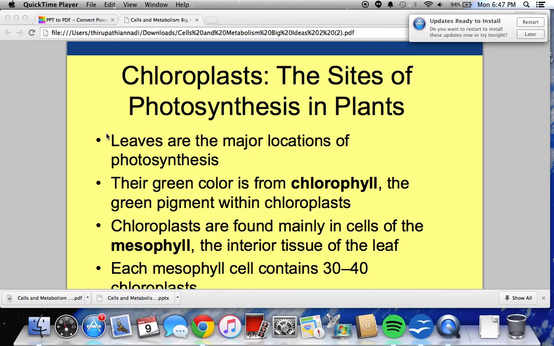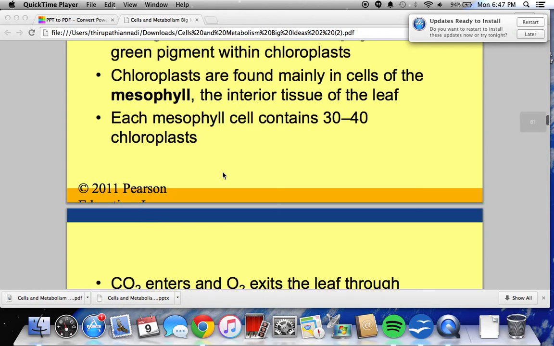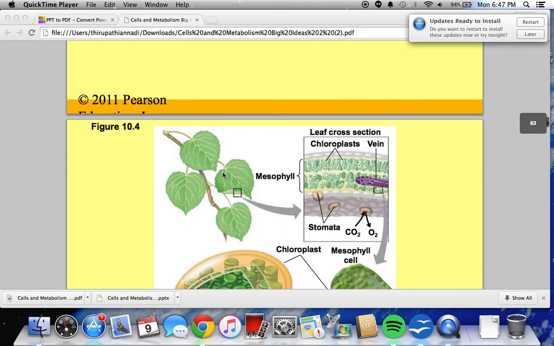Okay, so in this video I'm going to go over photosynthesis. Again, leaves are the major locations of photosynthesis. The green color comes from chlorophyll, which is a pigment molecule that is in the chloroplast, and that stuff you should already know. And I'm going to go over these three words in the next picture.